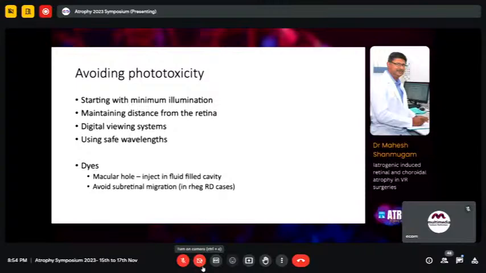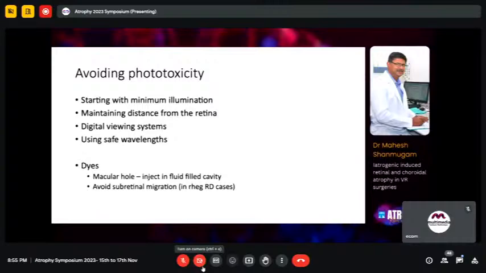We can also use safe wavelengths. Something like blue light can be toxic, so we avoid it. Now we have light systems where we can select the type of illumination and the wavelength which is required, and using these safe wavelengths can also decrease the risk of phototoxicity.